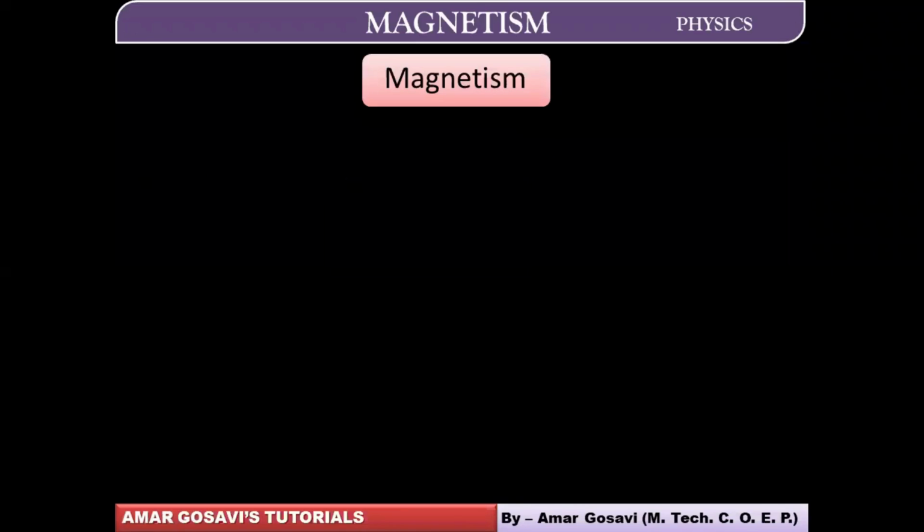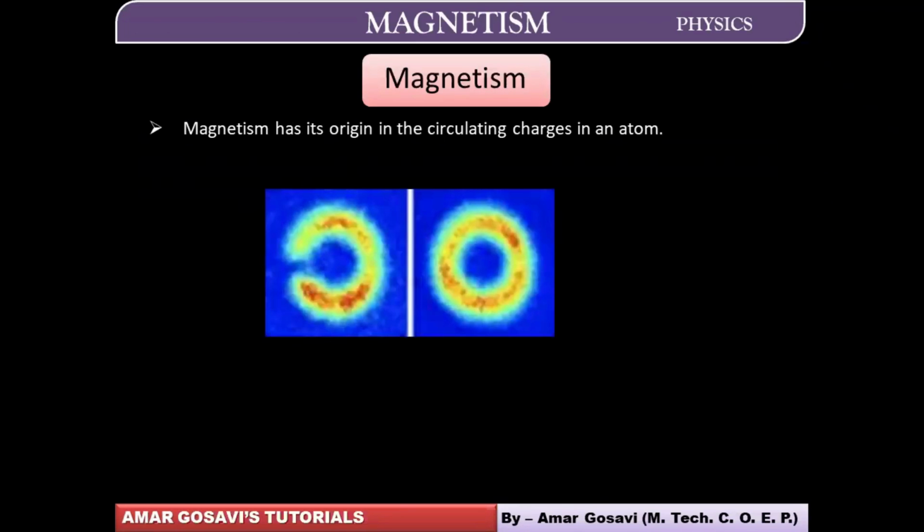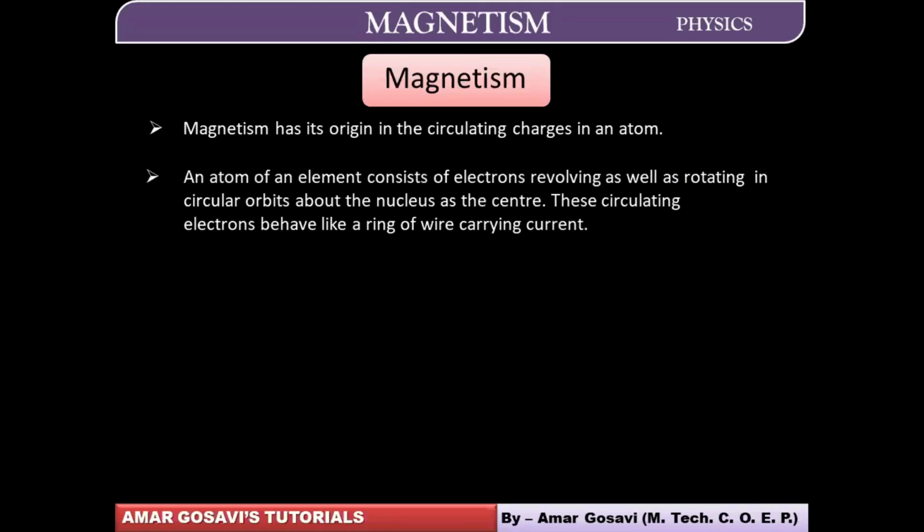Now let's talk about the cause of magnetism. The cause lies in the circulating charges in an atom. In an atom, according to Rutherford, the electrons would be moving in circular orbits. They would be revolving as well as rotating or spinning. So when they revolve or rotate, can I say the charges move, that they are circulating electrons? They would behave like circulating charges, and circulating charges can be compared to a ring of wire carrying current.